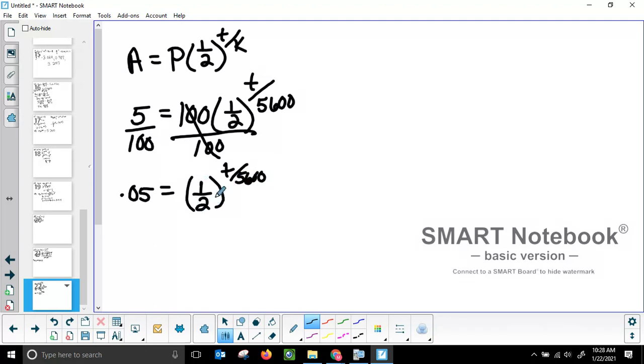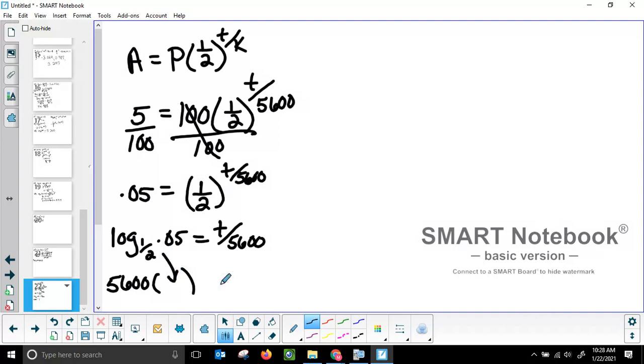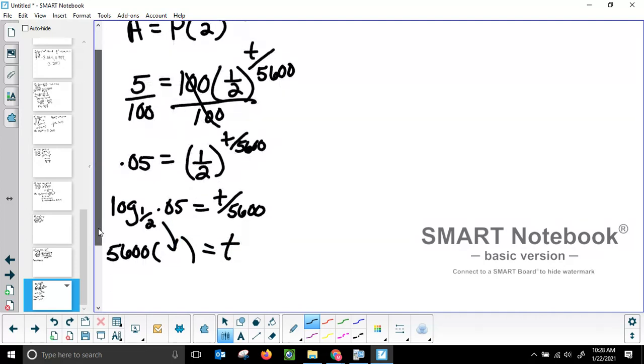All right. Well, you can either use your definition of logarithm here, right? This is an exponential form. We could write it in logarithmic form. Or since the base is 1/2, you can really just take log base 1/2 of both sides. So if you have log base 1/2 of 0.05, the log base 1/2 here will cancel this, and you're just left with t over 5600. Well, I'm trying to solve for t, so I multiply both sides by 5600, and that will equal t.